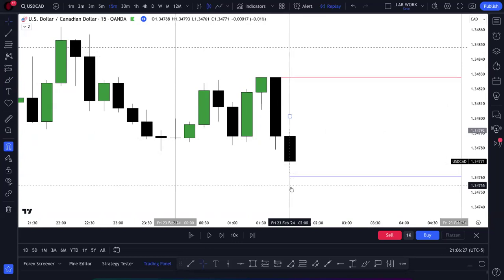I know it says 2 a.m. here, but technically this candle ends at 2:15. We're on a 15-minute time frame. Just go down to the 1 minute. We got the opening price here.